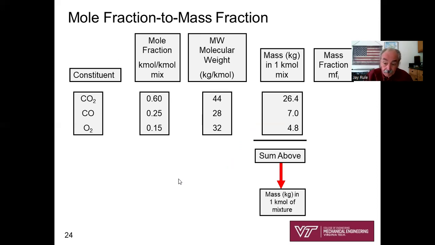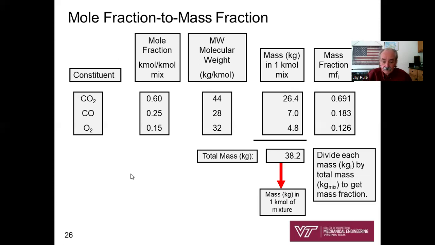Okay, there's the math. Next thing we do is sum those numbers. We sum all the masses up to get the sum of the masses. So that's the kilograms mass in 1 kilomole of mixture. There's the total mass. And is it pretty obvious what the next step is? The mass fraction is going to be this mass divided by the total mass. Mass fraction CO2, this mass over the total mass, et cetera. So we've done the math. Divide each mass by total mass to get the mass fraction, and you're done with the homework problem.